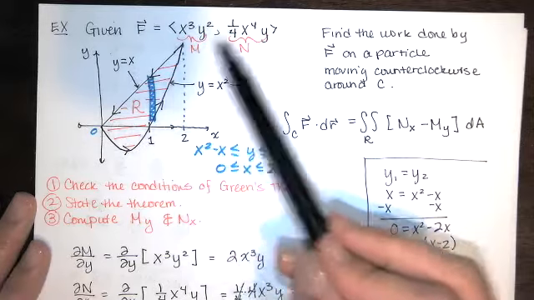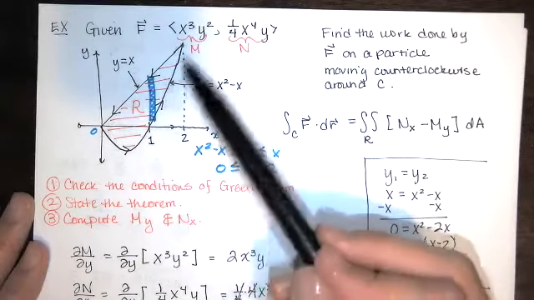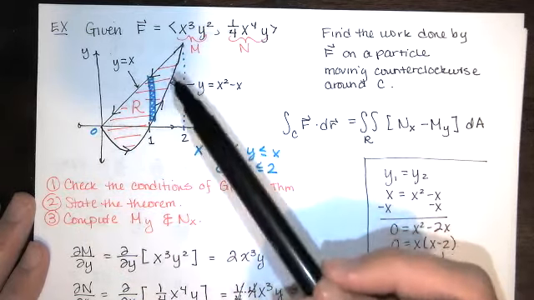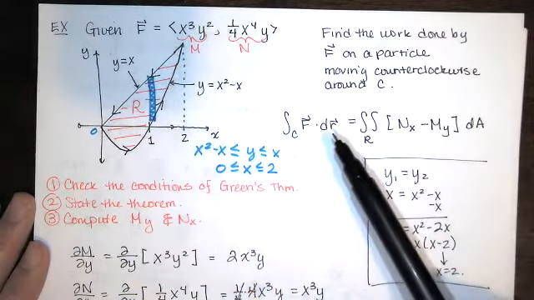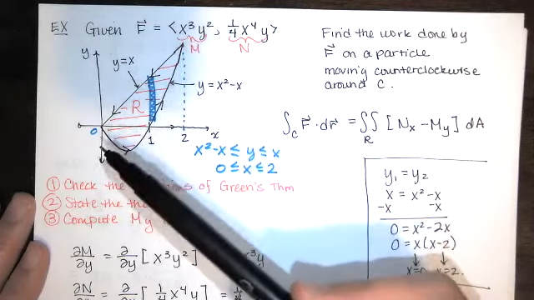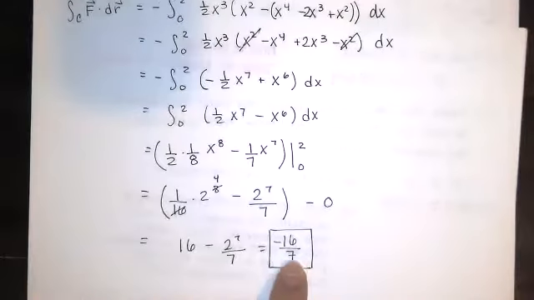Then we have to write our field in terms of x of t and y of t for this curve and this curve. We'd have to compute r prime for each of those curves, take dot products, and evaluate an integral from 0 to 2 and evaluate an integral from 2 to 4. Add those together, and you're going to get -16/7.